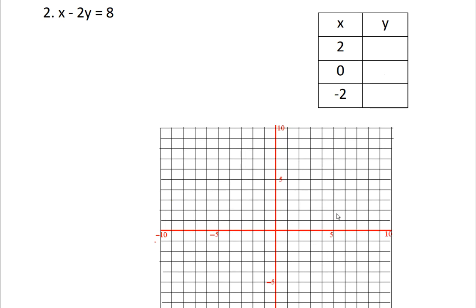Now you would want to choose points that are close to 0 because here's your graph, and say if I chose to plug in -15, well, that's not even going to be on my graph. So I would choose points close to 0 and whatever points give me nice, pretty numbers to graph.